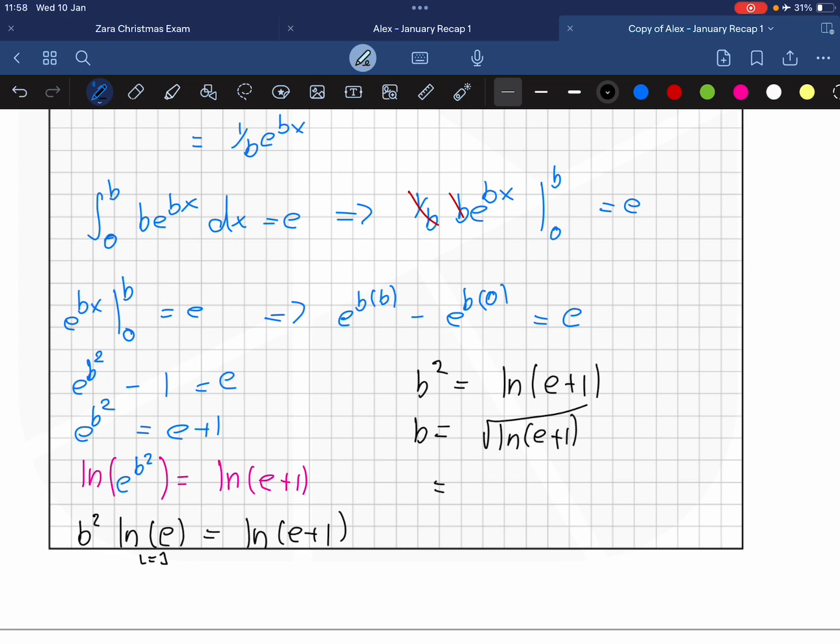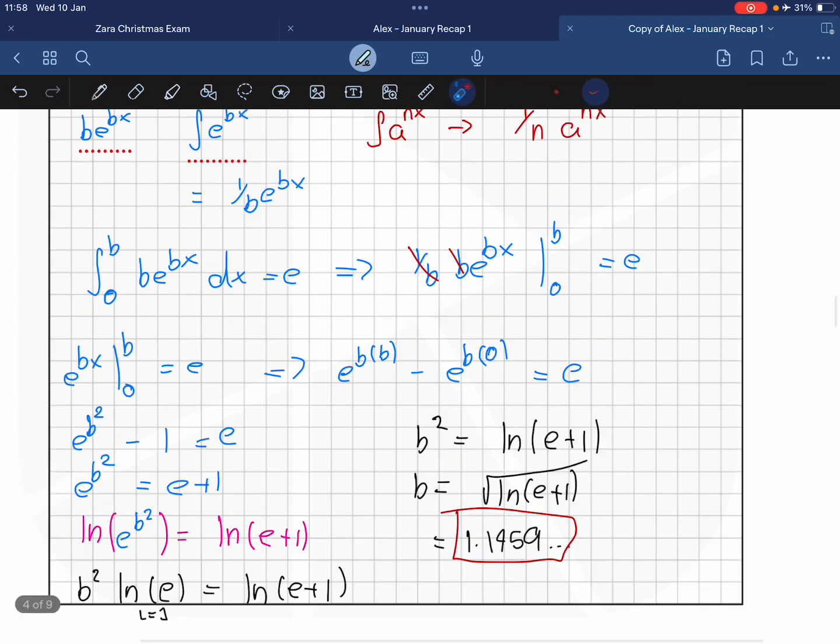And when you type that into your calculator, what you end up getting is 1.1459... So in the end, this is your answer.